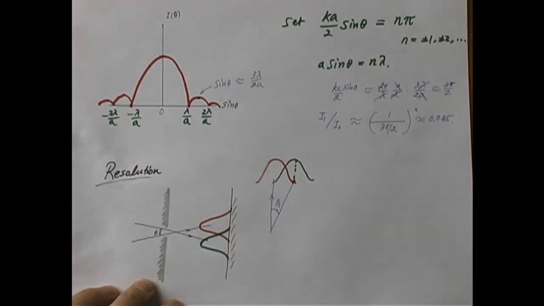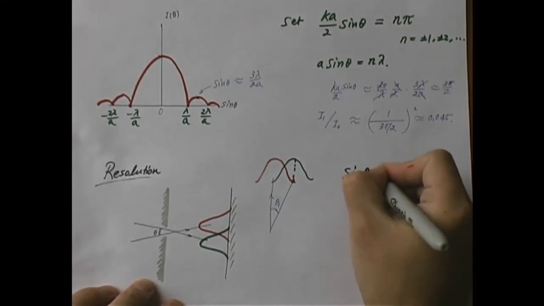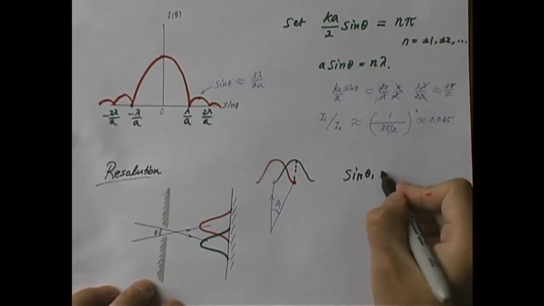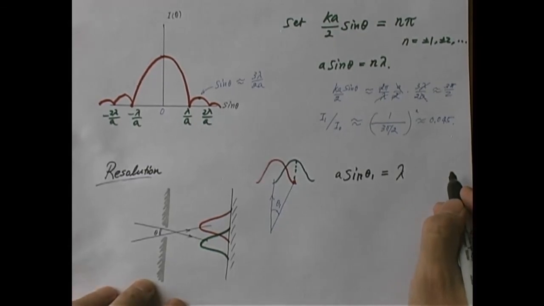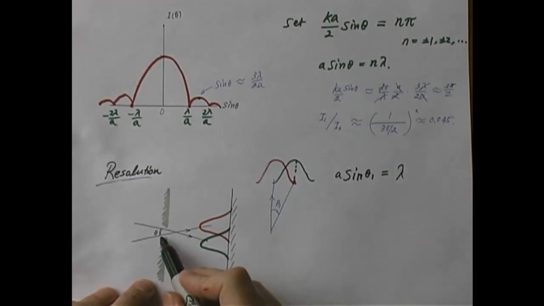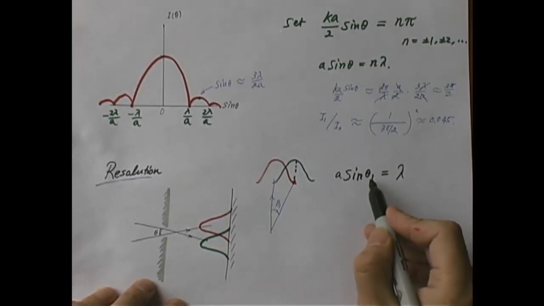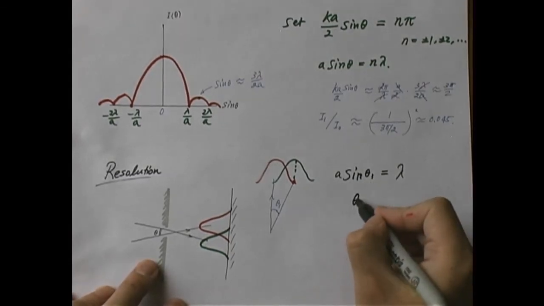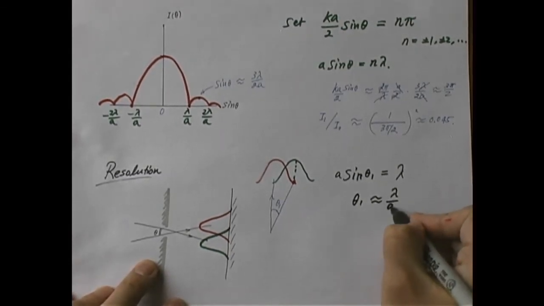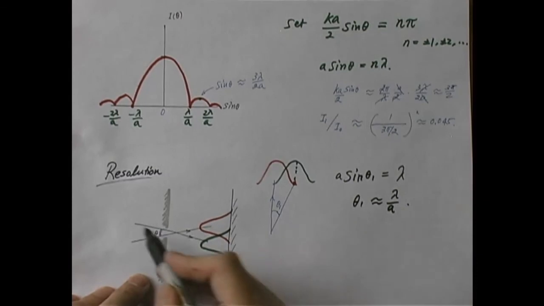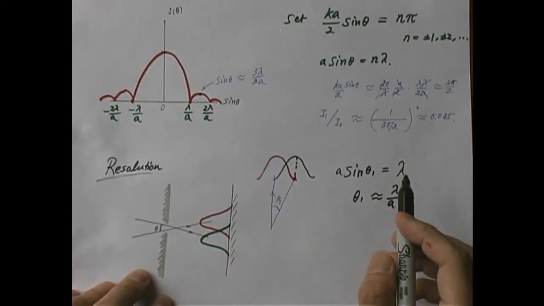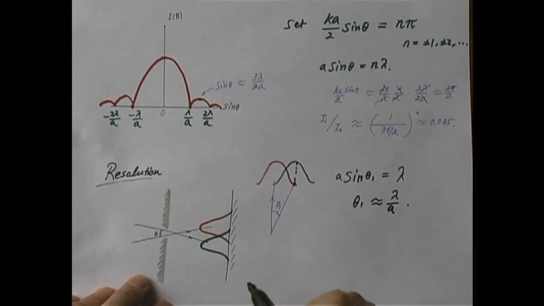And I know how to calculate that, don't I? I know that a sine theta 1 equals what? 1 lambda, right? That's the 1 lambda. And also we notice that the angle theta is generally pretty small. So as an approximation, I can say sine theta 1 is roughly equal to theta 1 itself. Therefore, theta 1 is roughly equal to lambda over a. This is roughly the minimum angular separation between two beams so that I can barely resolve them. I can tell them apart. There are two different beams.